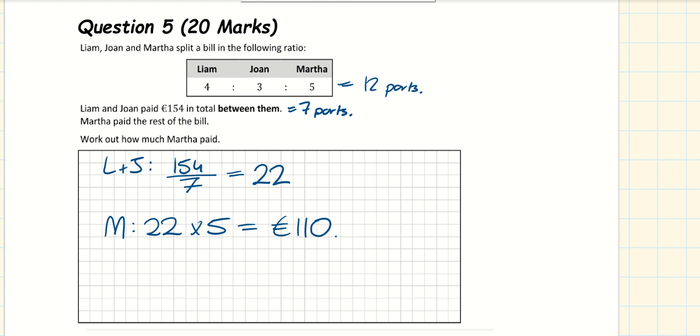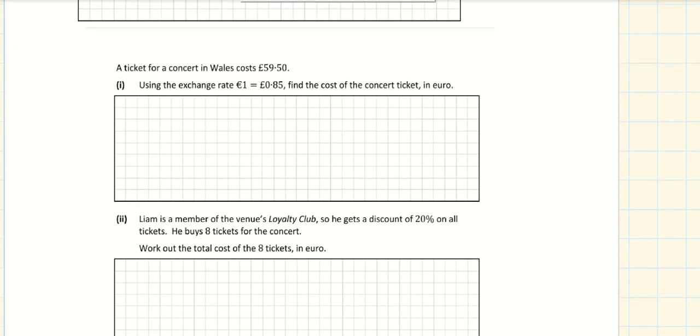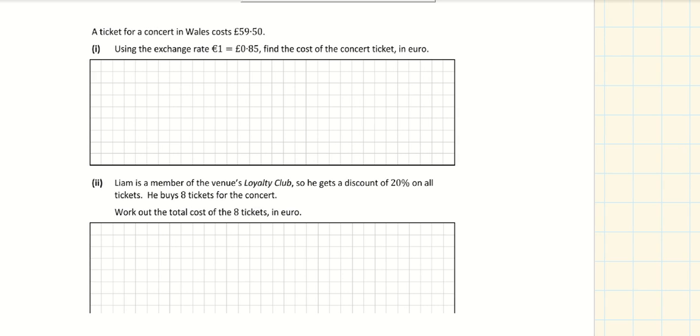So you just need to read the question carefully. A lot of people would tend to divide by 12, but it's only these two. So you just need to divide by 7. Next part then is some currency exchange.